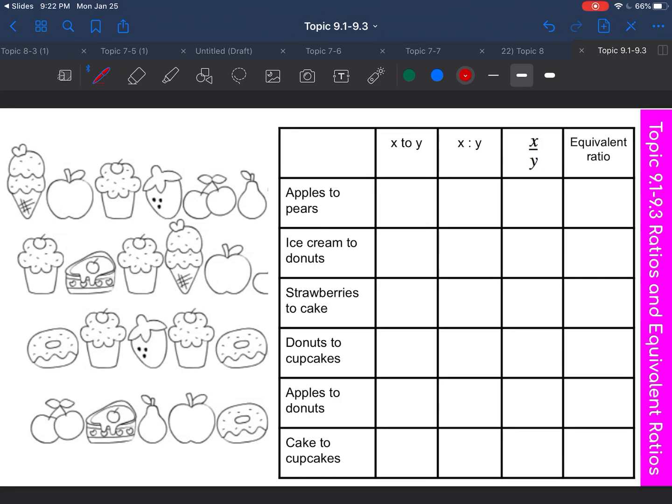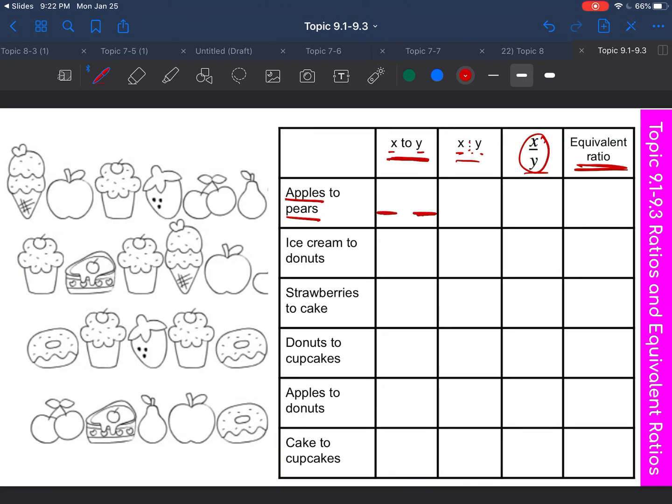All right, so we have some examples on this page. And we have the 3 ways to write a ratio: X to Y, so something to something, X with the dots or colons, Y, and then as a fraction. And we're also going to come up with an equivalent ratio as well. So remember, the order that the statement is matters. Apples to pears. Apples would come first, pears would come second.